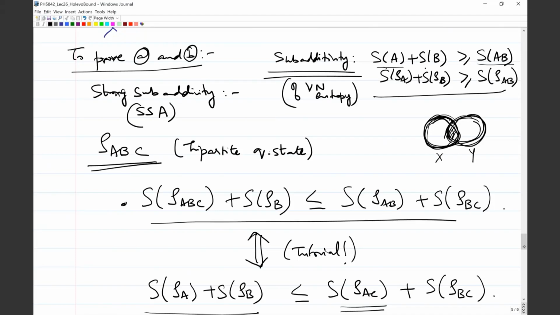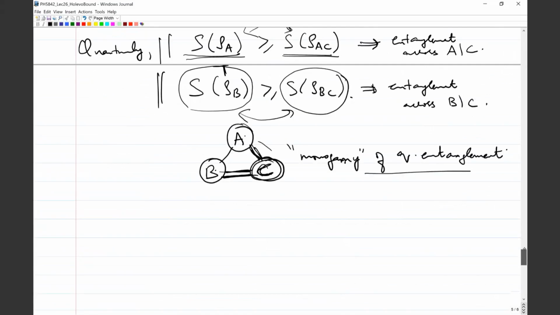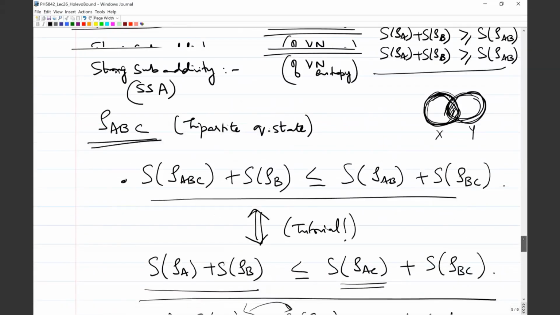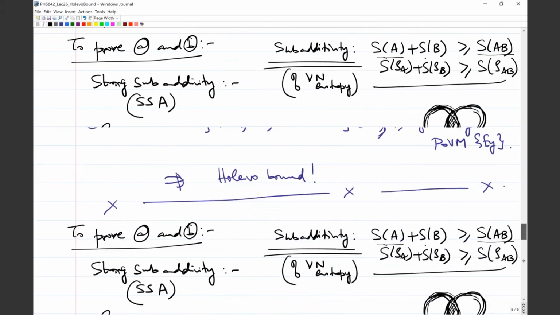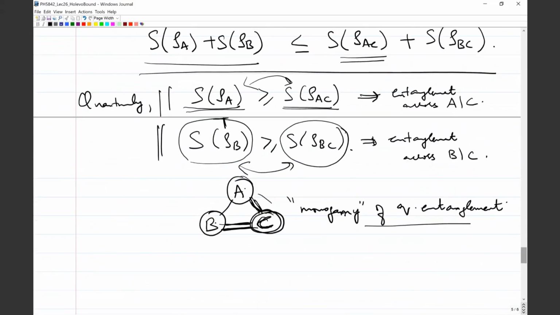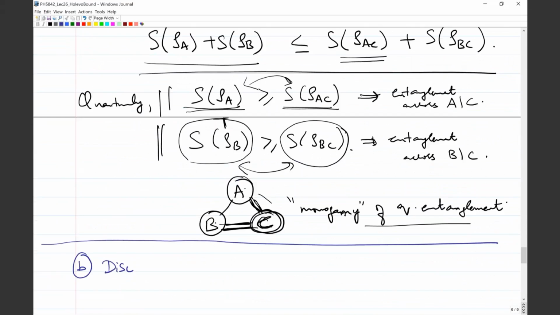But anyway, let's assume now that we have the subadditivity. Then it becomes very simple to prove, for example, that discarding systems does not increase the quantum mutual information. So let me just prove that statement, and maybe I'll stop today and we'll come back to the first statement tomorrow. So let's now get back to B, which is that discarding systems cannot increase it. It's just a very simple consequence of subadditivity.